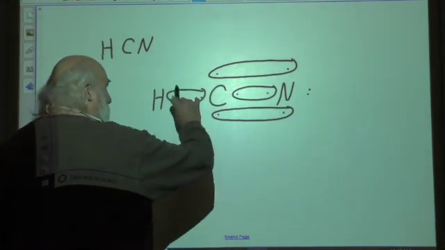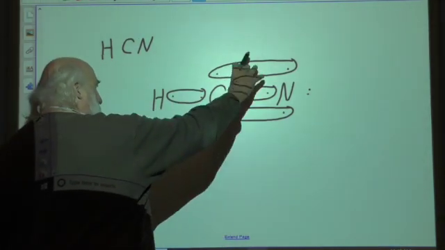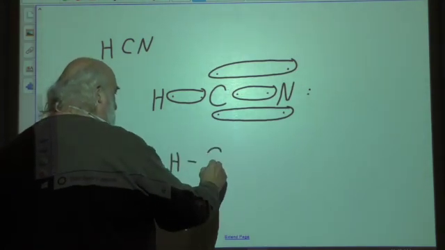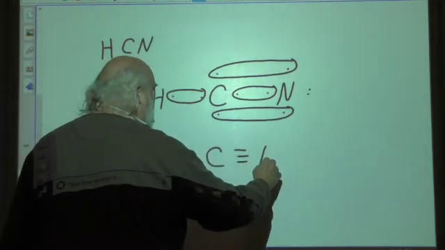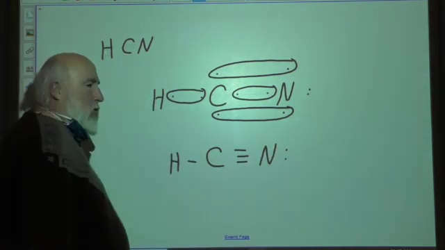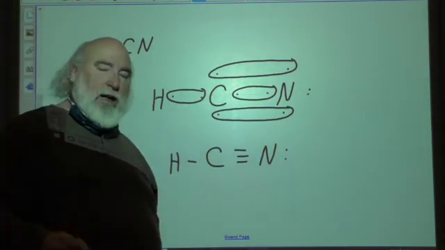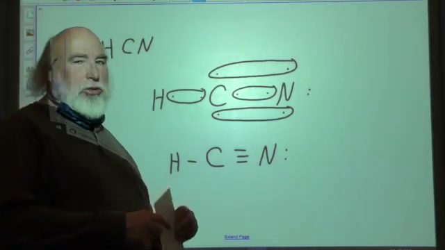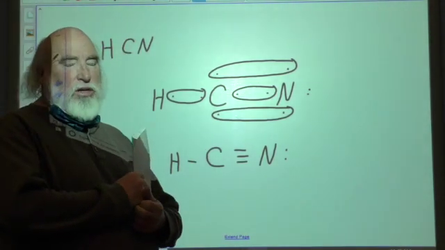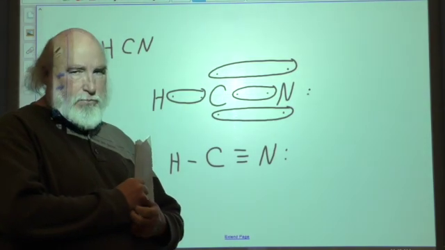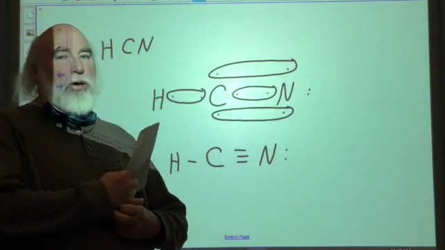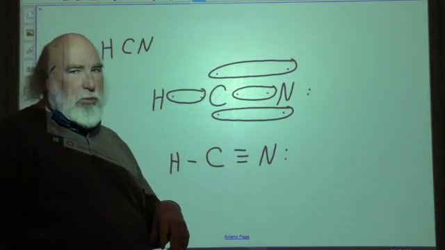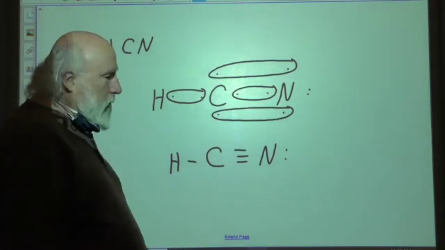For the linear one, replace this with a single bond, and replace this with a triple bond. So H, single bond carbon, triple bond nitrogen, and an extra pair of electrons like this. Do not forget the extra pair of electrons in your structures. Make sure you have the octet rule satisfied in every compound. I will be looking for that. It's easy to overlook, especially when you're not used to doing this.